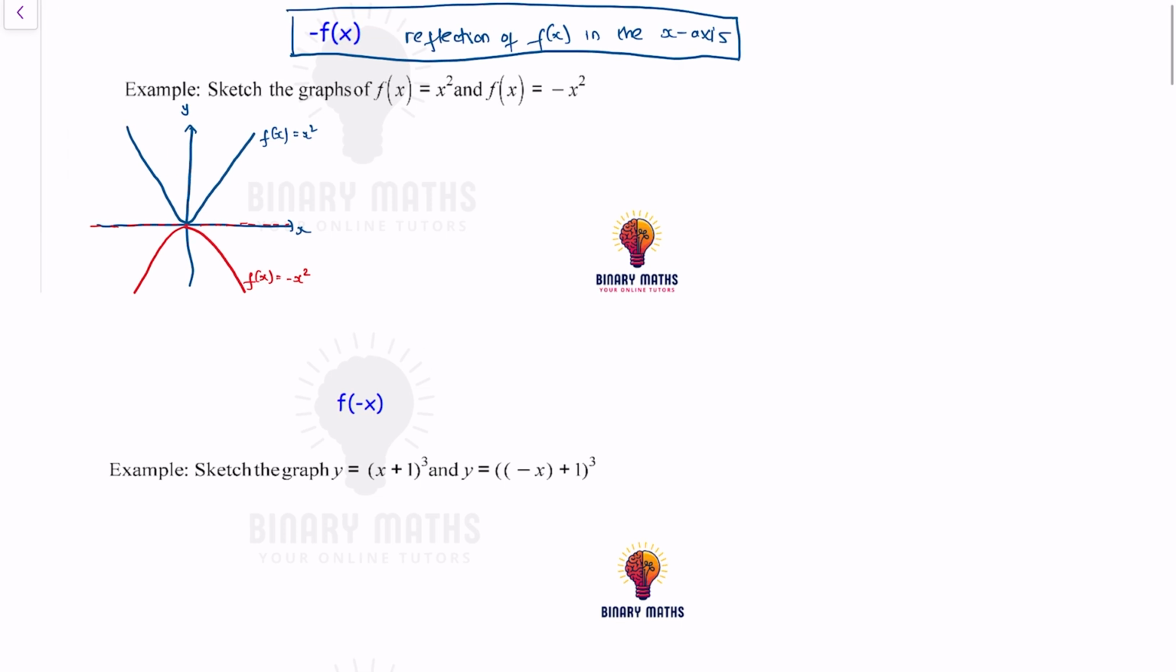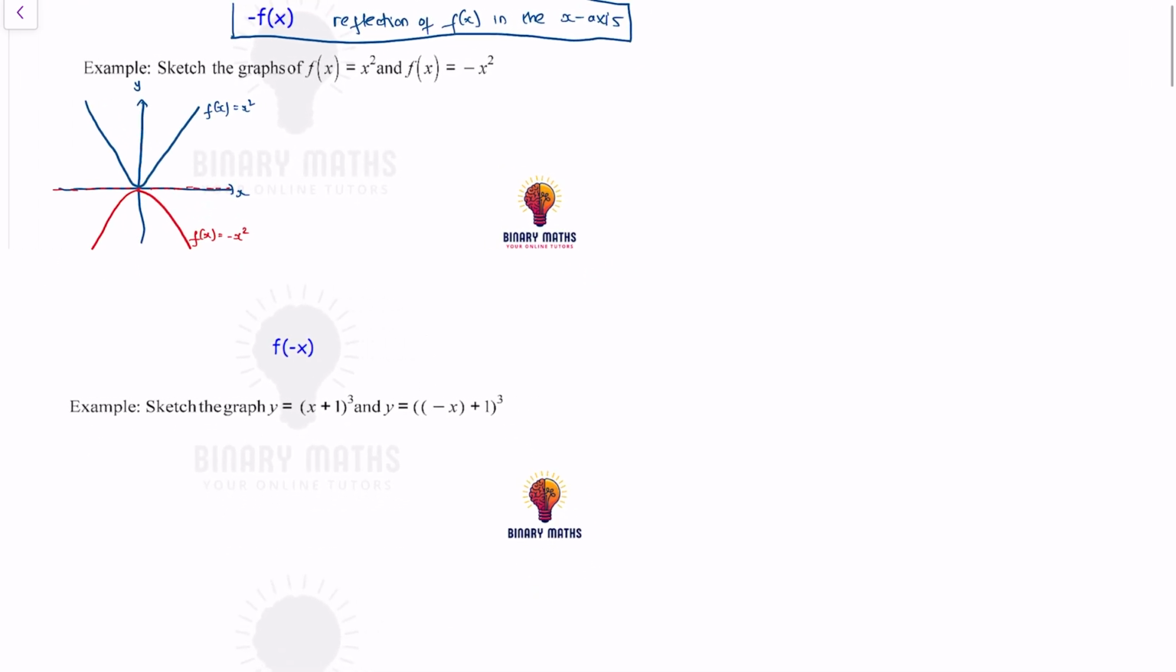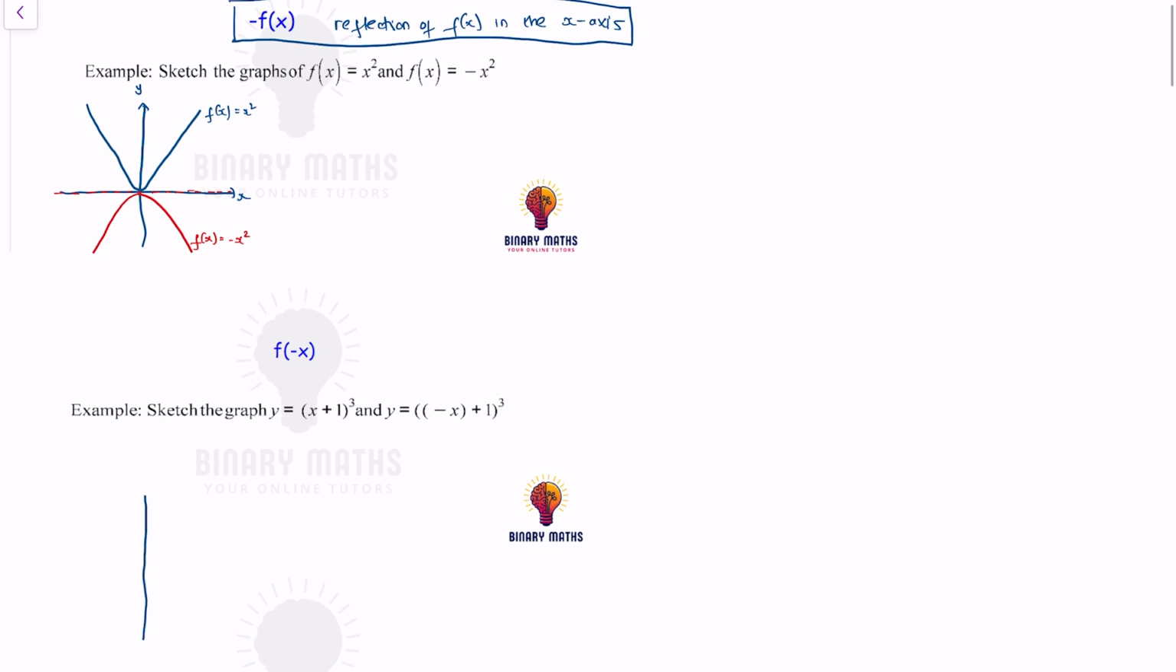Okay, if I do a similar thing for f of negative x now, so sketch the graph of y equals x plus 1 cubed and y is equal to negative x plus 1 cubed. Now, y is equal to x plus 1 cubed, so if I were to sketch it out, x plus 1 cubed has a triple root at minus 1, which means it does a twisting at minus 1. So the point of inflection is at minus 1. We can clearly find the y-intercept. Y-intercept will be when x equals 0, so 0 plus 1 all cubed, which is 1. So this is y is equal to x plus 1 all cubed.